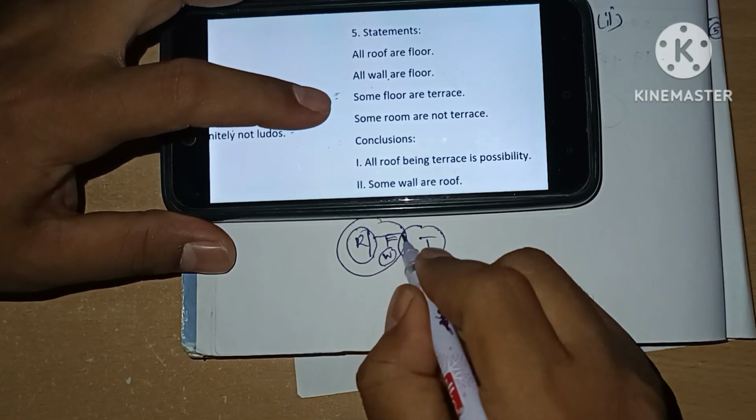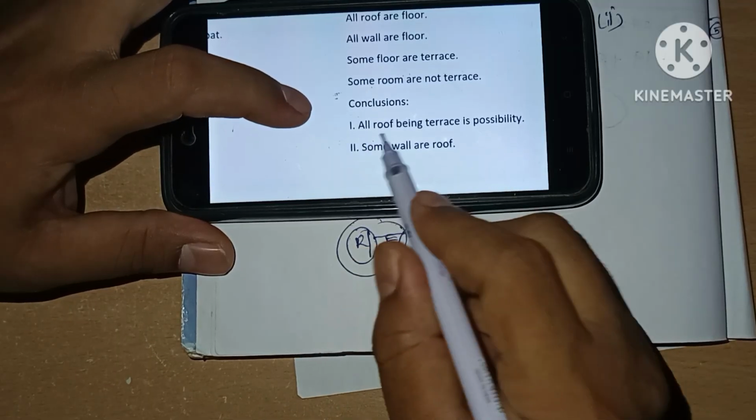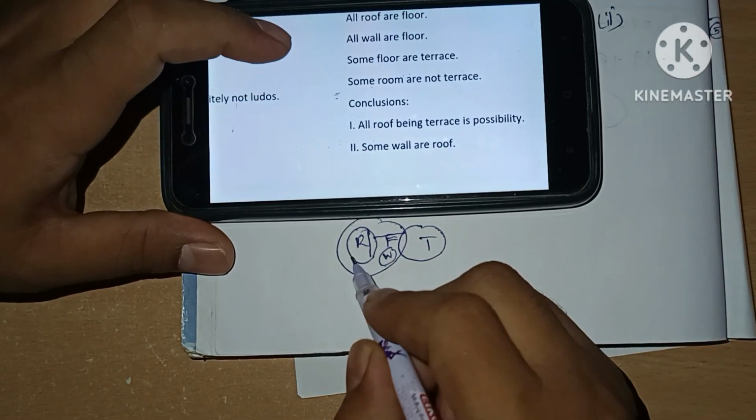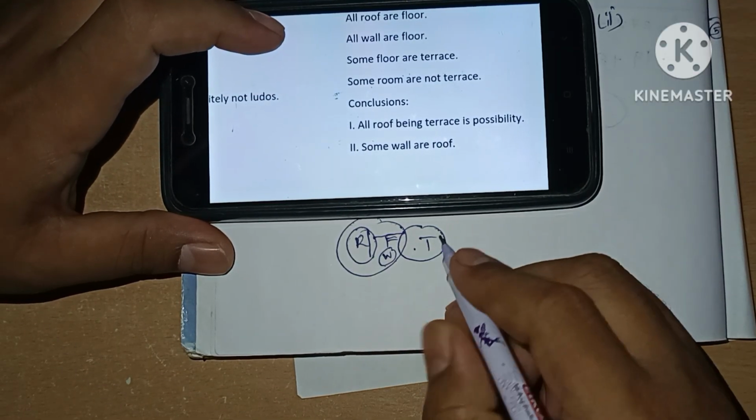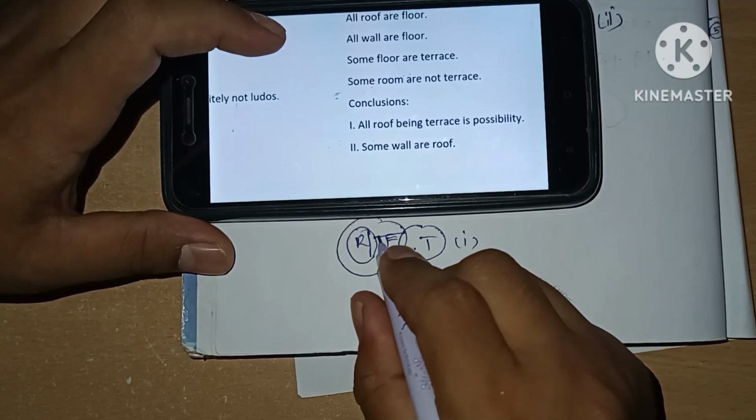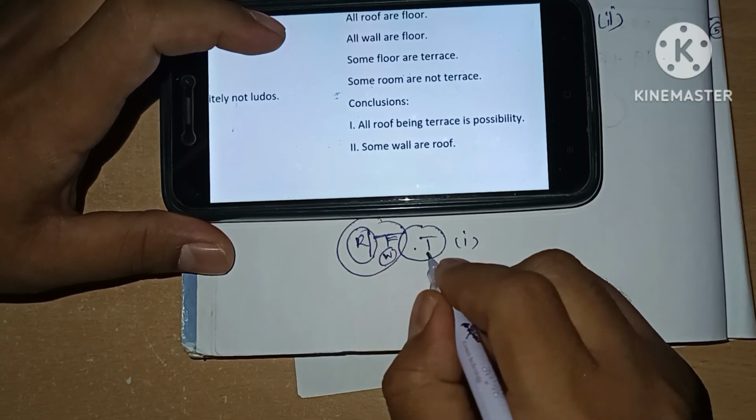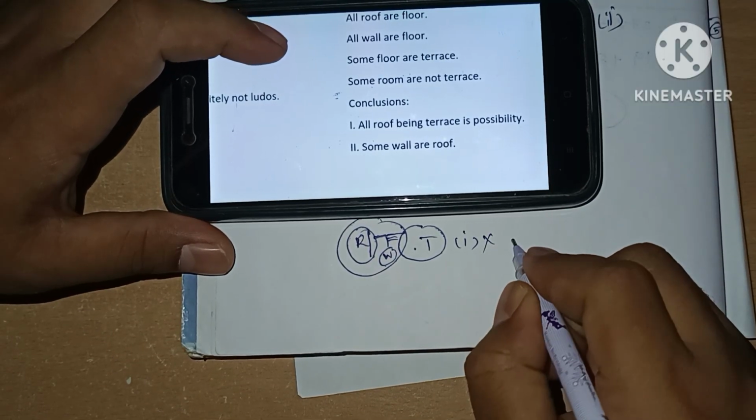Let's see the conclusions. All roof being terrace is a possibility. All roof can be placed inside terrace. It is not possible because of this. Some part of roof cannot be shared with a terrace. So the first one will be false.